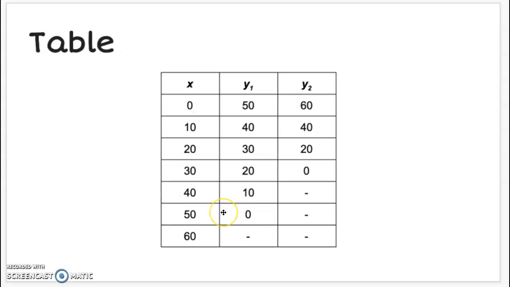Okay, so now let's look at the table. And the table is honestly just copying everything from the graph. So we could see the same thing we already found. We can see that this is going down by 10. This is going down by 20. So there we go, and we can see clearly that that is correct.